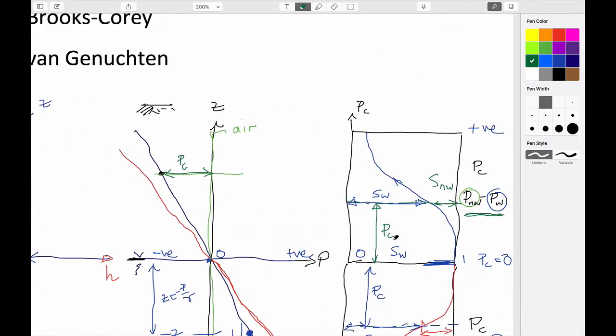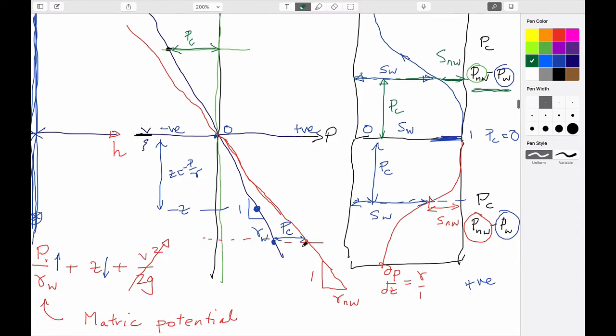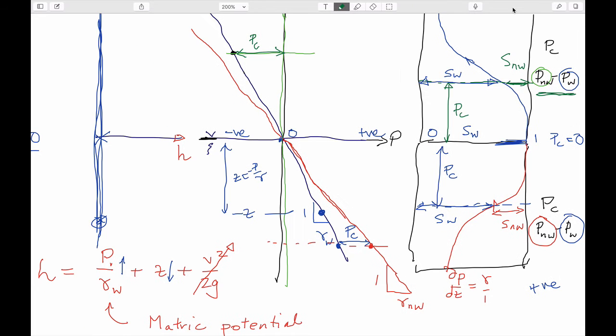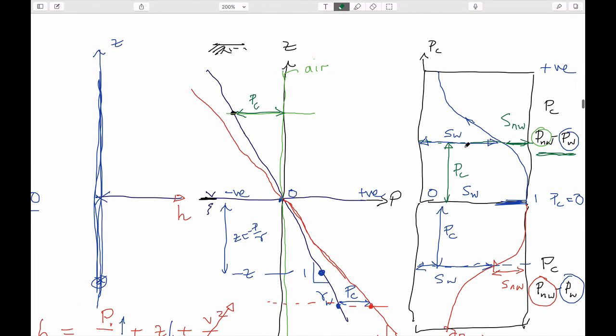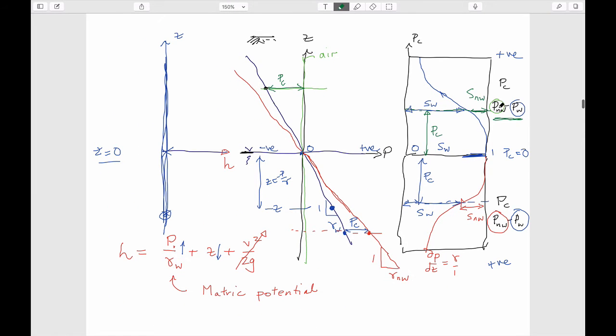So again, the non-wetting is air, the wetting is water, the non-wetting is napple, the wetting is water. It all comes out in the wash because of the definition of capillary pressures, which is this expression here.